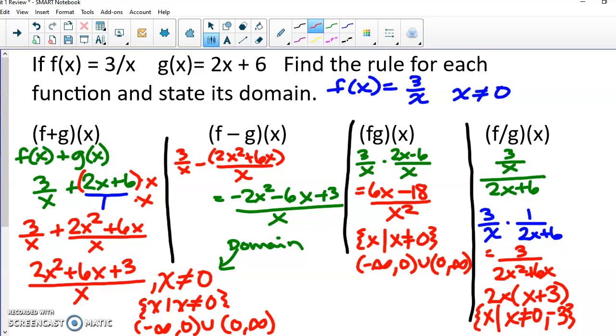We have more examples in our section 1.5 that we took notes on earlier. There's also more examples in section 1.5 in your textbook that you can review. Just a quick review of this function arithmetic.